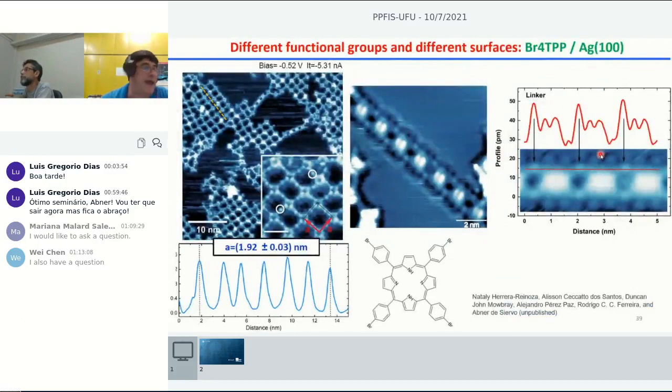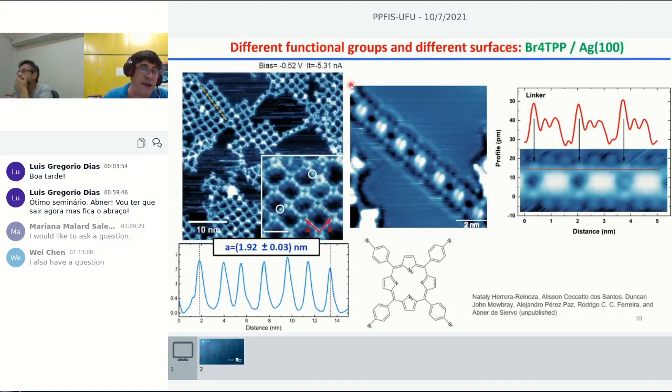And now, this is an unpublished result, but basically we are finishing the article to submit. If you put the same molecule on silver 100, then we can produce a rectangular mesh. That is quite interesting because in this case we could produce rectangular meshes, also populated by, glued, I would say, by silver atoms. Yeah, we can see the atoms here.